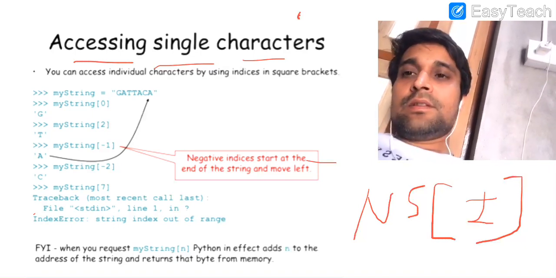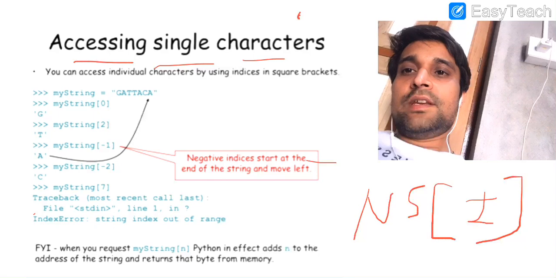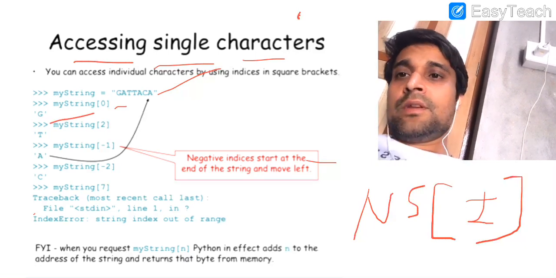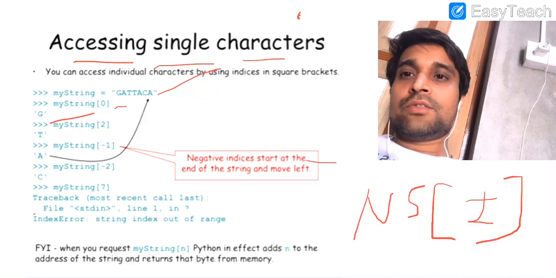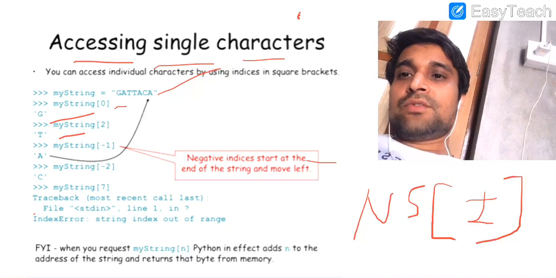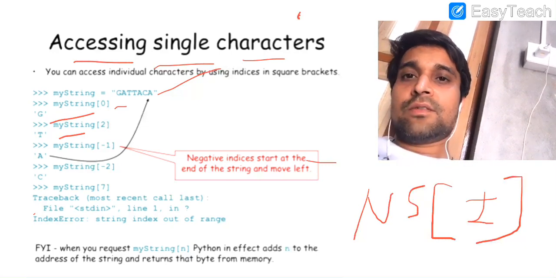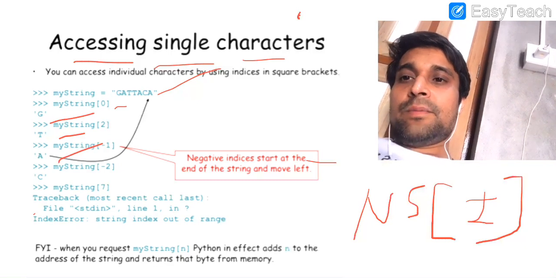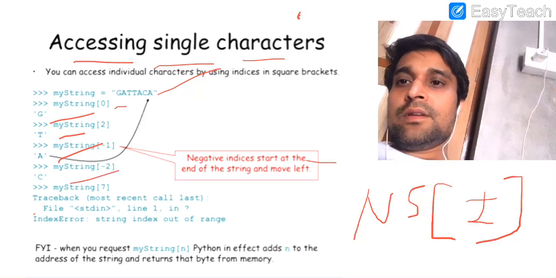In our example you can see my string is equal to GATTACA, that is written by us. If we print my string of 0, it will print the first character of the string, that will be G, as indexing begins with 0. Thereafter we are printing the value at index 2. Index 2 means element 3 of the string, that will be T. Thereafter we are printing my string -1. -1 means the last character of the string, that is A. Then we print my string -2, which means the second last character of the string, that is C.